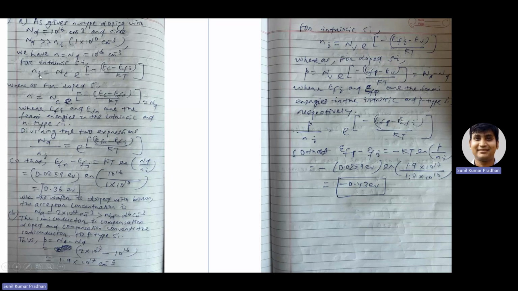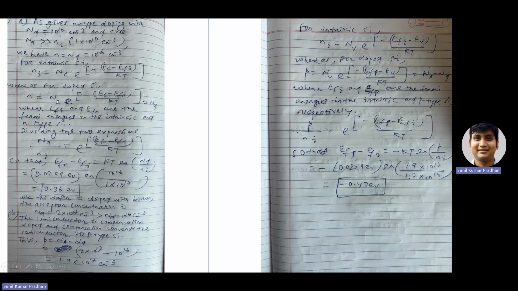the relation between intrinsic concentration and density of states at the conduction band edge is Ni equals Nc times e to the power minus (Ec minus EFi) divided by kT. Ec is the conduction band energy, EFi is the intrinsic Fermi energy, k is the Boltzmann constant, and T is the absolute temperature. Whereas for doped silicon, n equals Nc times e to the power minus (Ec minus EFn) divided by kT, which is equal to the donor concentration. Now EFi and EFn are the Fermi energies in the intrinsic and N-type silicon.